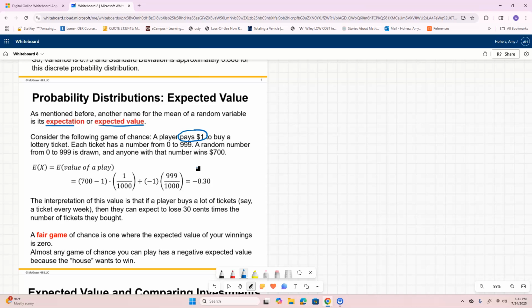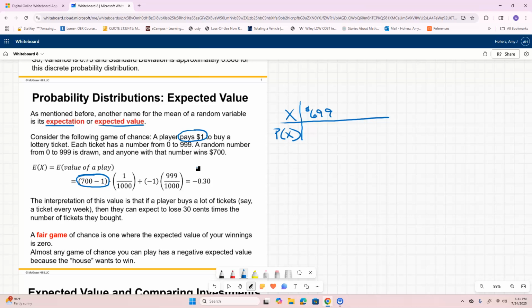So to get the expected value of play, you're going to take what you could win. In fact, I'm going to make this into a probability distribution table because that's what we've been working with. So there's only two outcomes. If you win the game, you win $699. I wrote it here as 700 minus 1.